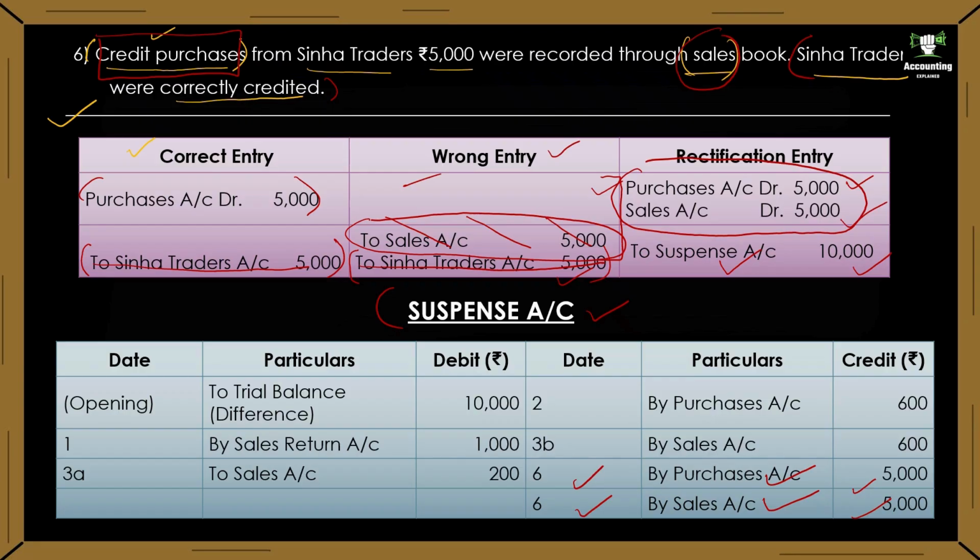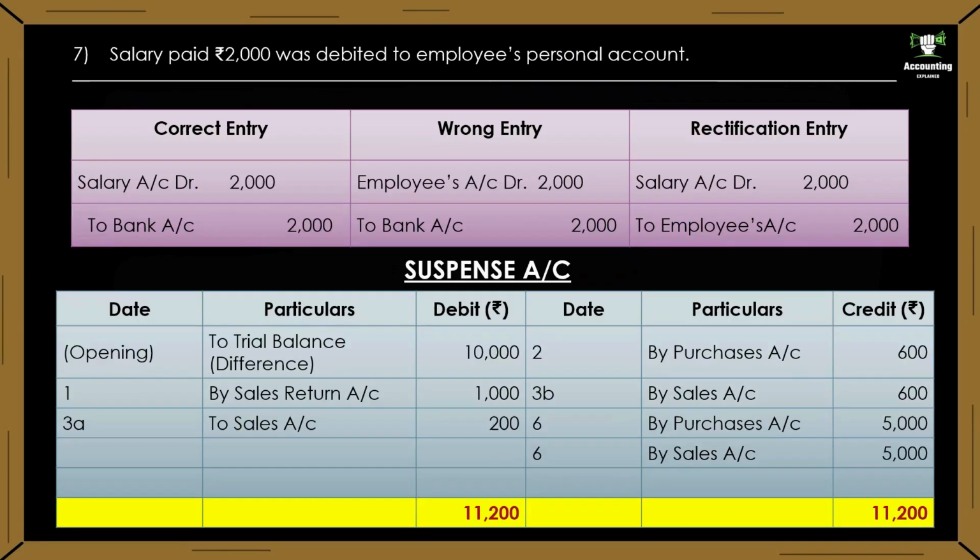Students, now we have come to the last transaction. Salary paid rupees 2,000 was debited to employee's personal account. Here we have paid salary, which is a nominal account. The rule of nominal account is debit all expenses and losses, but we have taken it to the employee's personal account. That means we have taken it to the personal account. The rule of the personal account is debit the receiver.